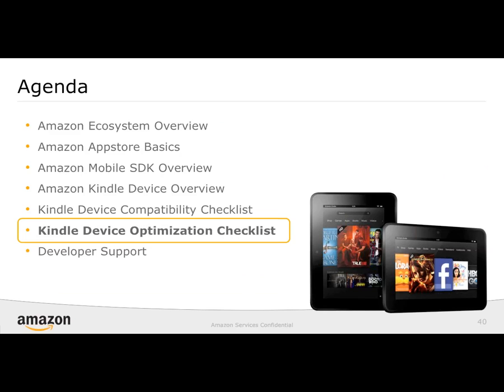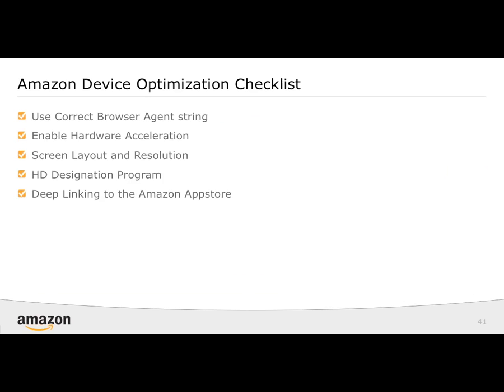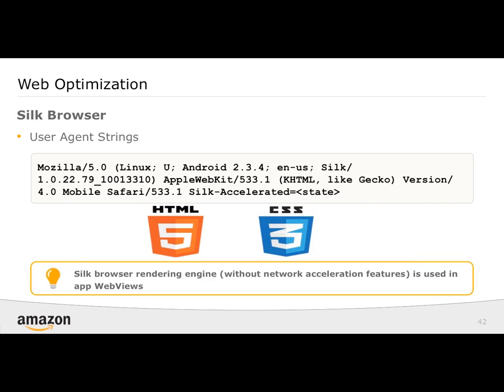Thank you. Device optimization. We've talked about how to make sure your app is going to work well on the device, but how do you make sure it's really going to be beautiful? We're going to cover a few things that are really going to help make things sing. For example, you may need to know what the correct user agent string is for our web client. Notice that Silk, the optimized browser, ships on all of our Kindle Fire devices, and it has browser optimization turned on. For web views, however, when you call a web view inside your application, we do use the same Silk browser, but without the network acceleration features turned on.